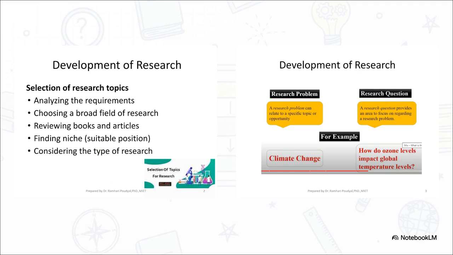All right, so picking a topic is basically this massive process of elimination. You start by analyzing the requirements, reviewing what's already out there in the literature, and hunting for your specific niche. Because let's face it, you can't just study a giant problem like climate change. It's just way too big. Instead, you use a zoom-in technique. You funnel that massive problem down into a highly specific, measurable puzzle. For instance, you go from the entirety of climate change all the way down to something like, how do ozone levels impact global temperature levels? Now that is something you can actually solve.